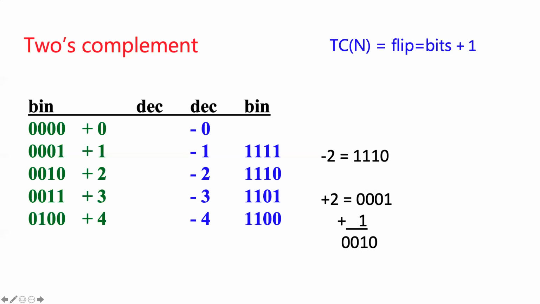If the high order bit, the leftmost bit, is 0, then we'll say it's 0 or positive, since that's true for this guy up here. If the high order bit is 1, then it's a negative number in 2's complement.